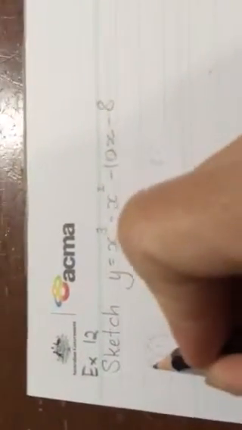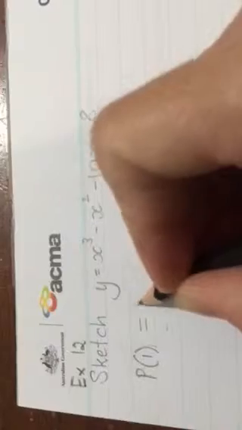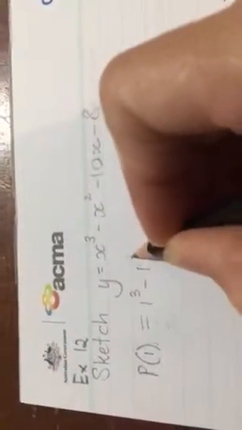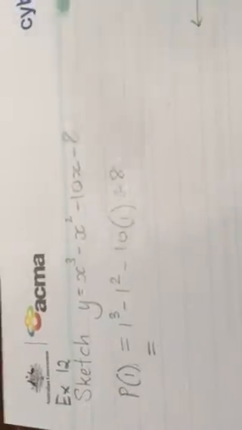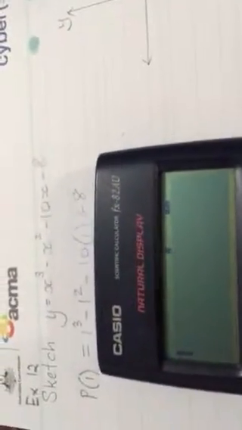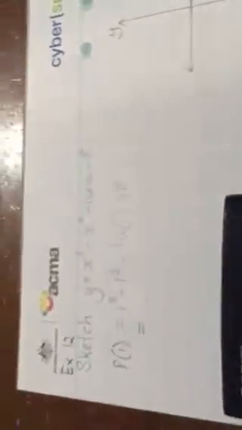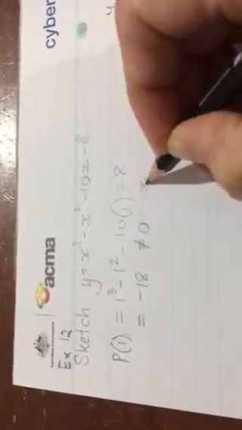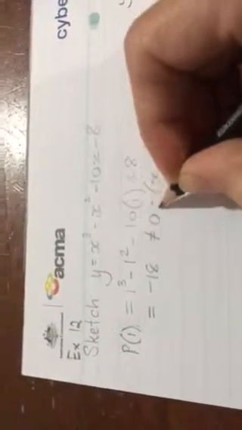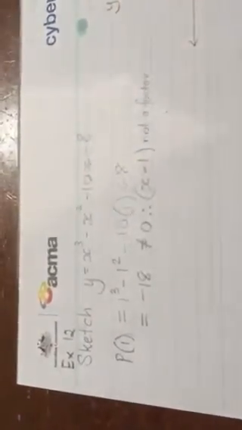So I'm going to start with some trial and error. I'm going to start with finding what happens when x equals 1. And when x equals 1, I get 1 cubed, take 1 squared, take 10 lots of 1, take 8. And if I put that into my calculator, 1, take 1, take 10, take 8, I get negative 18. So because that doesn't equal 0, we know that x take 1 is not a factor. So now we need to try something else.